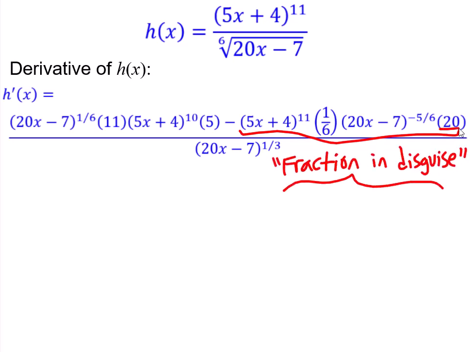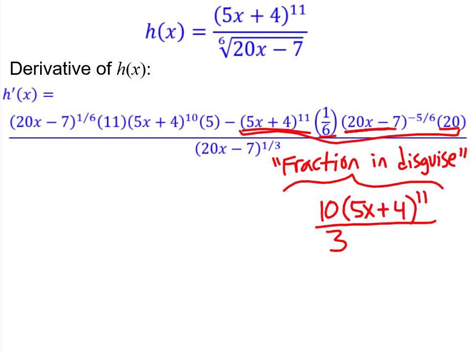Let's take the 20 times 1 over 6, that gives us 20 over 6, but let's go ahead and reduce that to 10 over 3. This factor, 5x plus 4, has a positive exponent, so let's keep that in the numerator, 5x plus 4 with an exponent of positive 11. And this factor here with the negative exponent, let's go ahead and put it in the denominator as 20x minus 7 to the positive 5/6 power. So whether or not you like fractions, we have to recognize that we are dealing with them here, and we have uncovered this fraction in disguise.